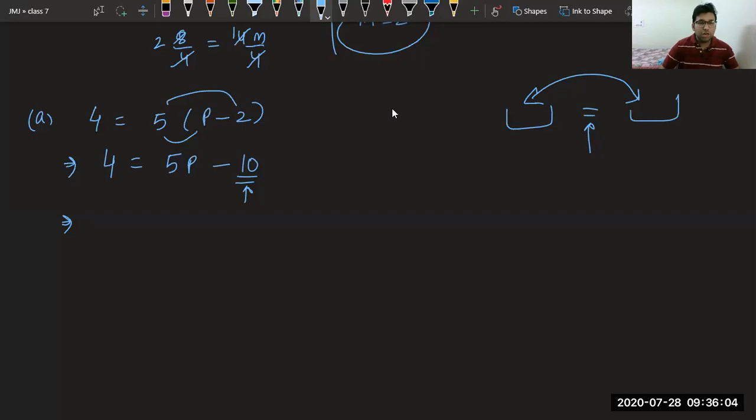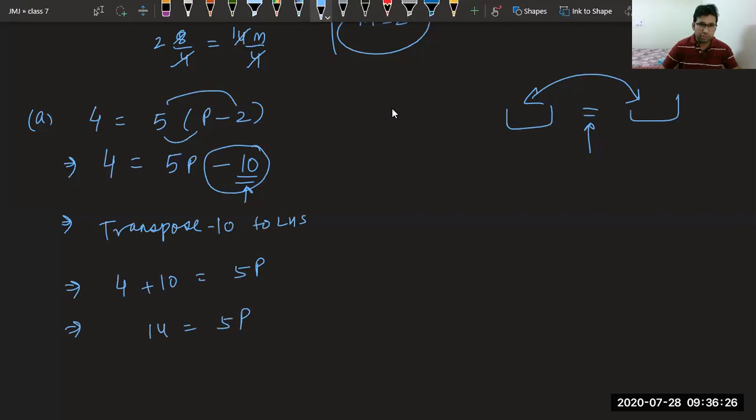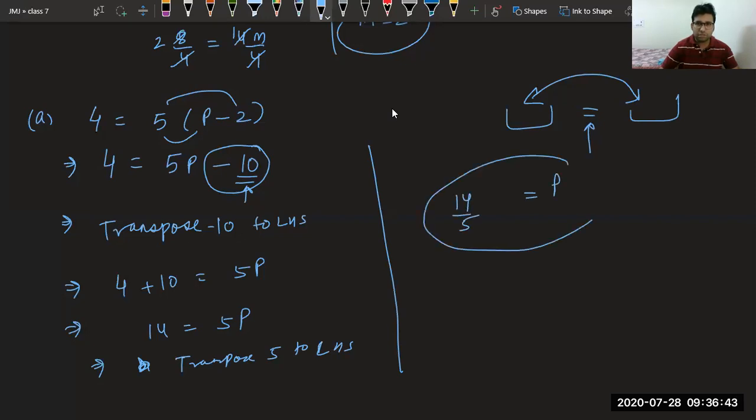Now see, we can take this minus 10 to the left hand side. So transpose minus 10 to left hand side. Here it was subtracting, there it will add, is equal to 5p. So we will get 14 equal to 5p, and finally we will divide both sides by 5. Sorry, we are doing transpose method, na? Transpose 5 to LHS, it becomes p is equal to 14 upon 5. This is the answer.